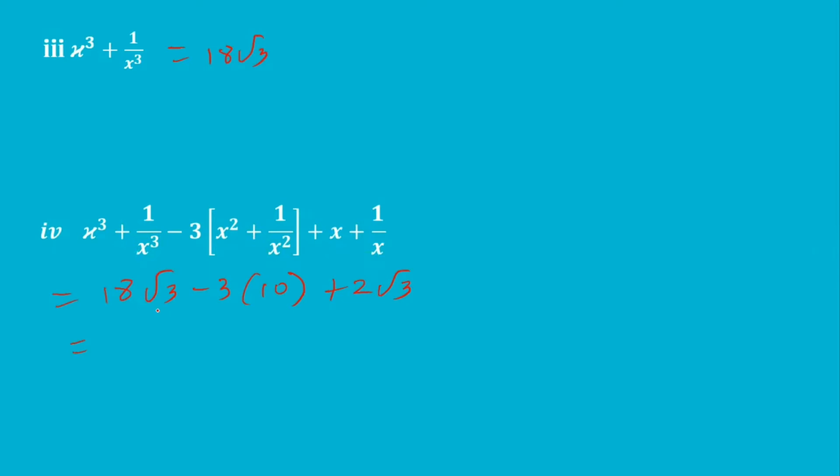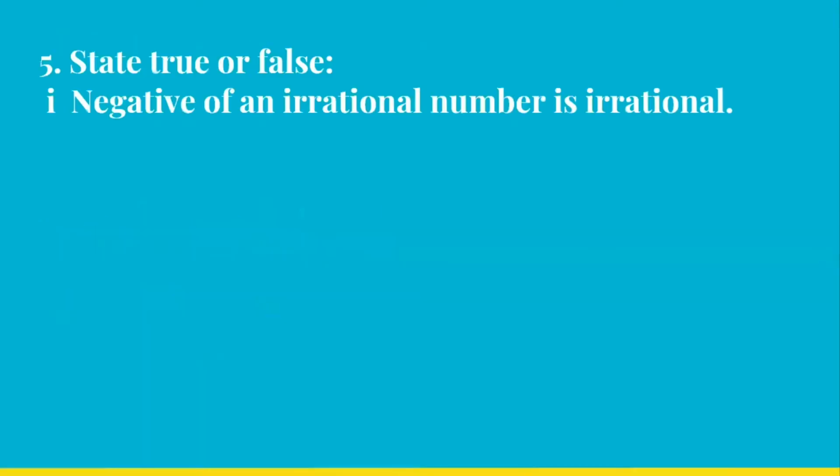So we have 18 root 3 plus 2 root 3 is 20 root 3, minus 3 times 10 is 30. So 10 can be taken common. Taking 10 common, we have 10 2s are 20. So 2 root 3 minus, when we take from 30, 10 has gone, it is left with 3. So this is our final answer for fourth part of this question. Got it? Let's move on to the next question.